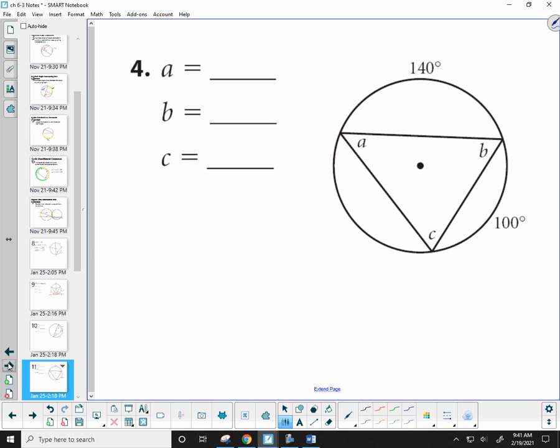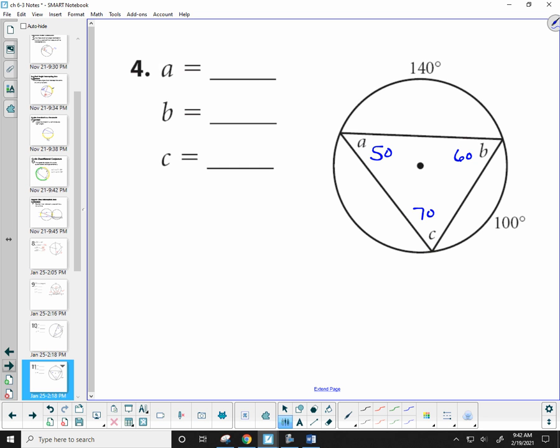Next one is very similar to that. Okay, so angle A is an inscribed angle opening up to the 100-degree arc there, so this has to be 50. C is opening up to 140. That has to be 70. And then you can either use your triangle or you can figure out your missing arc here, right? So this has to be then 60 degrees. Is that one okay?